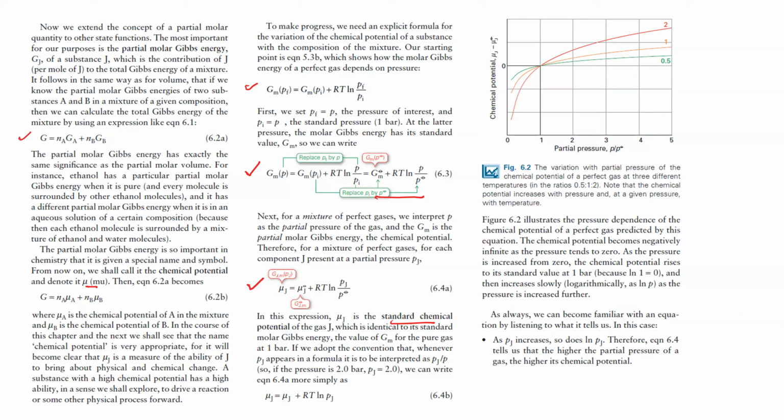If we adopt the convention that whenever P sub J appears in a formula, it is to be interpreted as P sub J over P standard, so if the pressure is 2 bar, P sub J equals 2, we can write equation 6.4a more simply, as we see below here, where the chemical potential of J equals mu sub J standard plus RT natural log P sub J.